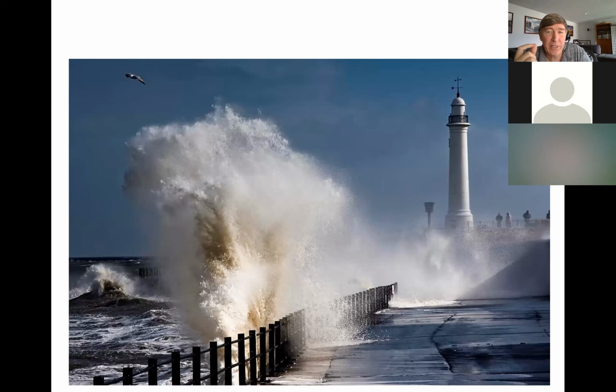Now, I want you guys to fully understand why this is a problem. So here's an example that hopefully will help drive it home. What you see here is a picture of a wave hitting a wall in a marina.